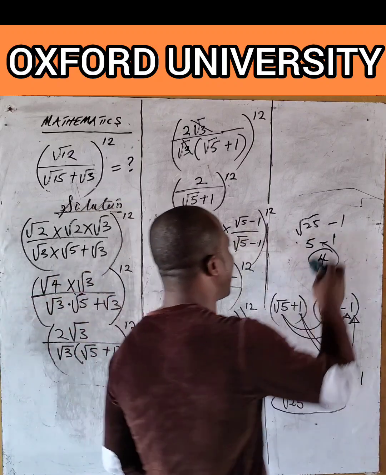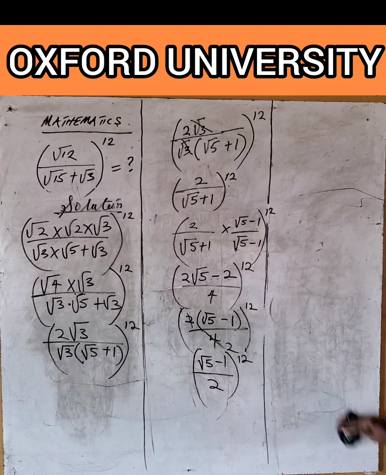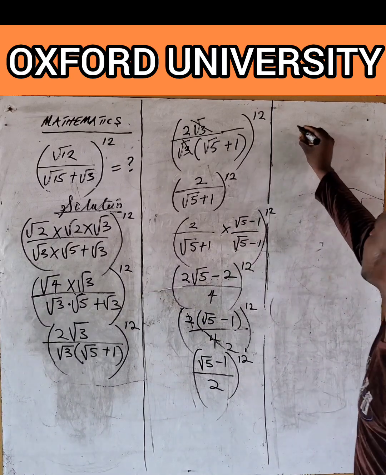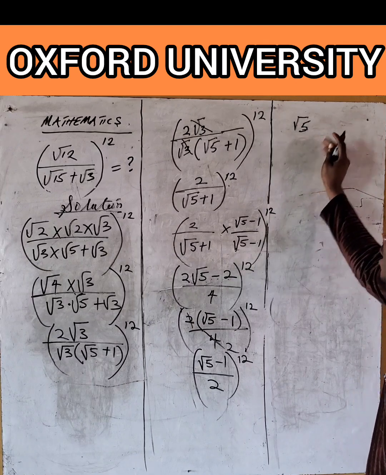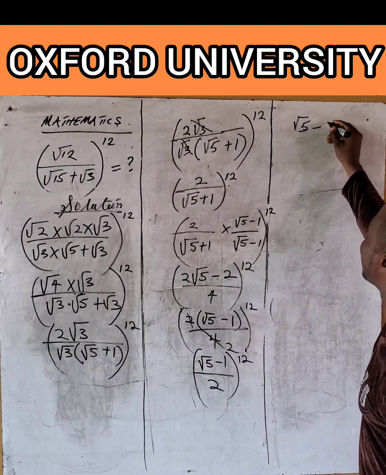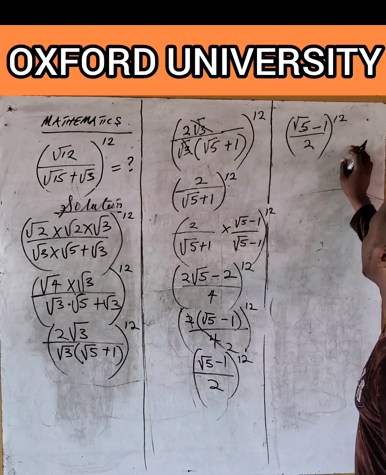Correct. So permit me to turn this way. We are gradually progressing. Good. It means that what we have now is root 5 minus 1 all over 2, all raised to power 12. I hope you're seeing it. I hope I'm not crossing.